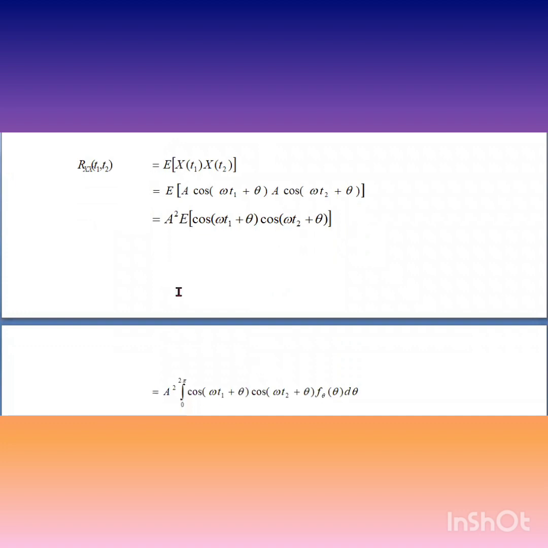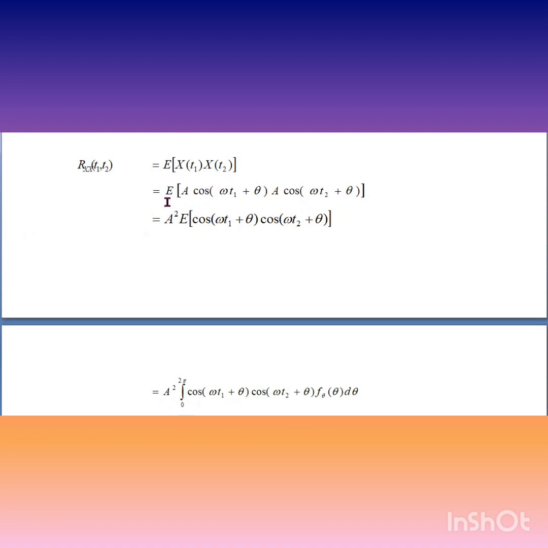The second condition is Rxx of t1 comma t2. This is the autocorrelation function. Cross correlation means Rxy, Ryz, Rxz. Okay, so this is only autocorrelation: Rxx, Ryy, Rzz. So Rxx of t1 comma t2 is equal to expectation of x of t1 into x of t2.